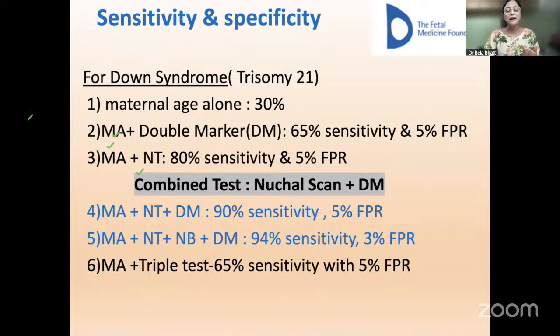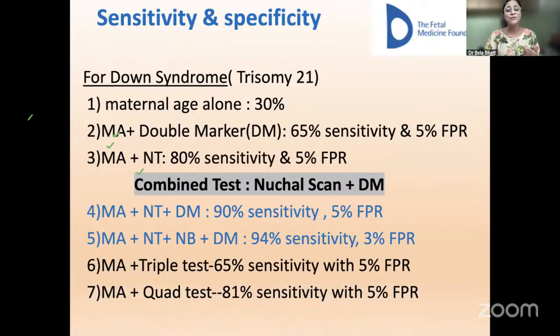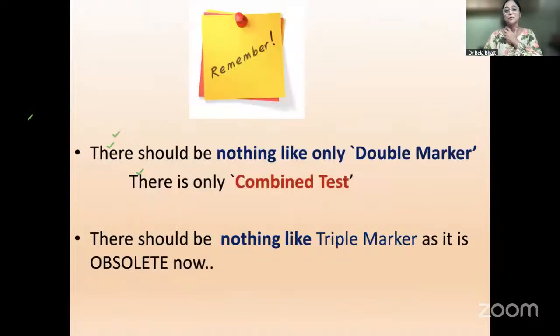Well, friend, I'm sure nobody is doing triple marker these days because the sensitivity is very, very low. It was the only biochemical test that was available 2 decades back. So we were using it, but now we have the quadruple marker in the second trimester. So please, please never ever do it. It's obsolete. Triple marker test is obsolete. And it's a quad test with better sensitivity of 80% with 5% false positive rate, which should be offered in the second trimester.